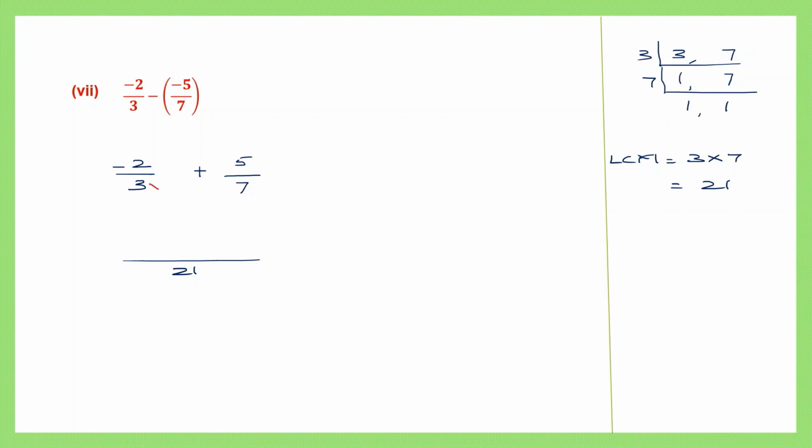denominator is 3. 3 into 7 is 21, so multiply minus 2 by 7. Minus 2 into 7 will be minus 14 plus the denominator of the second rational number is 7, so 7 into 3 is 21. 5 into 3 now, 5 threes are 15. So what do we have here? Minus 14 plus 15. We have to put the sign of the bigger number and subtract 15 minus 14, which is 1. 1 by 21 plus 1 by 21 or 1 by 21, which is our final answer.